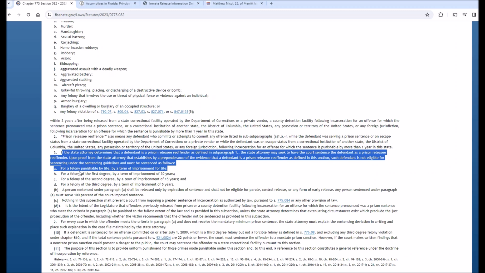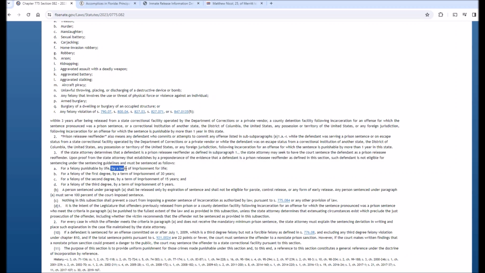A first degree felony that's punishable by life might be something like arson or armed burglary or aircraft piracy. But it looks to the most. Could he be sentenced to life, even for second degree murder? Yes. And it says by a term of imprisonment for life.